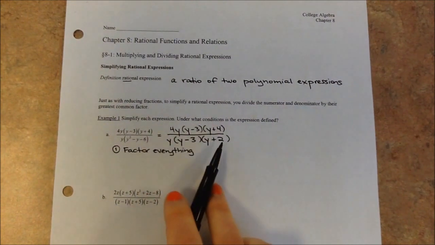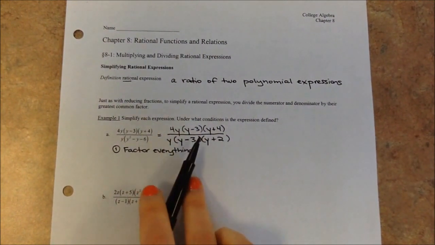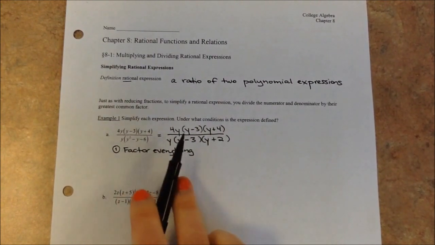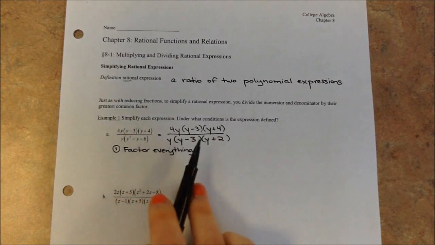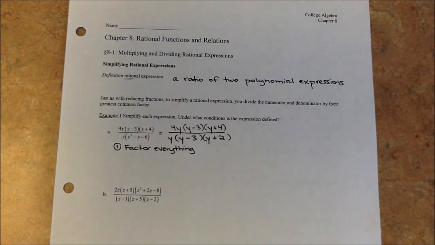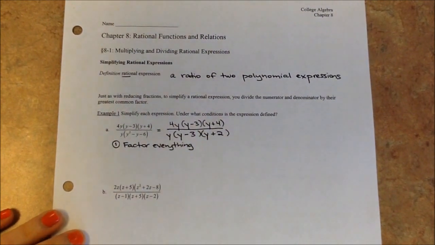But again, I picked these two numbers because they multiplied to a negative 6. Negative 3 times positive 2 is in fact a negative 6. But also when I add them up, which is the outside and inside term, I get a negative 1. So a negative 3y and a positive 2y give me a negative 1. Okay, that's my first step. Anything I can factor, I factor it down.